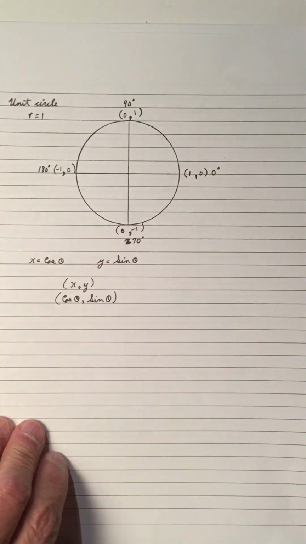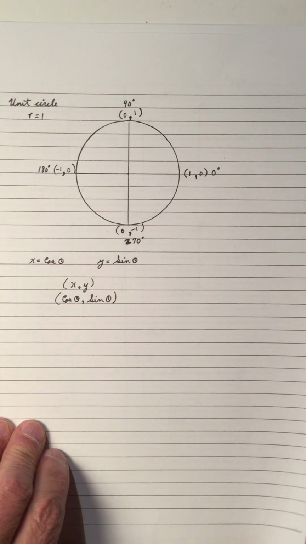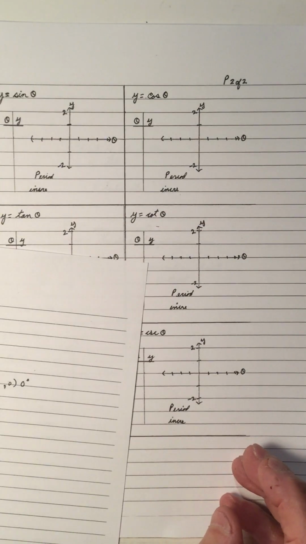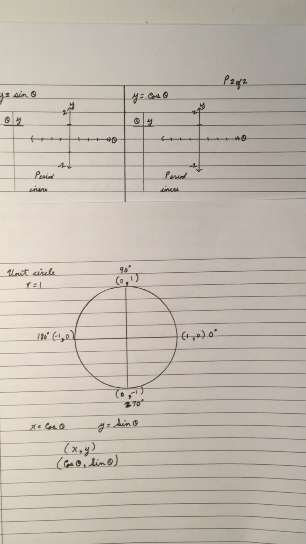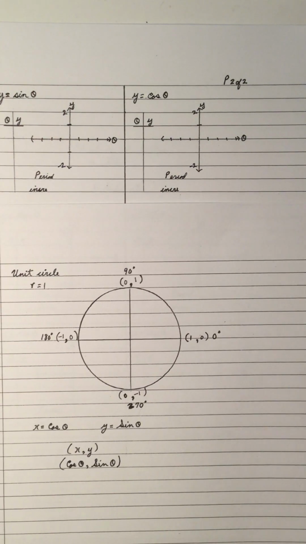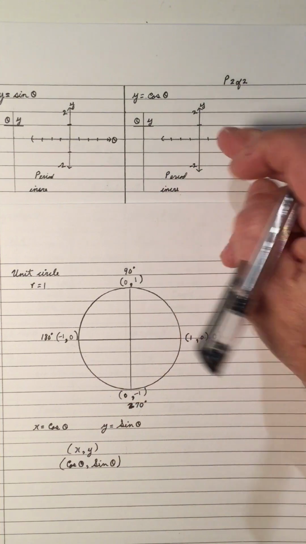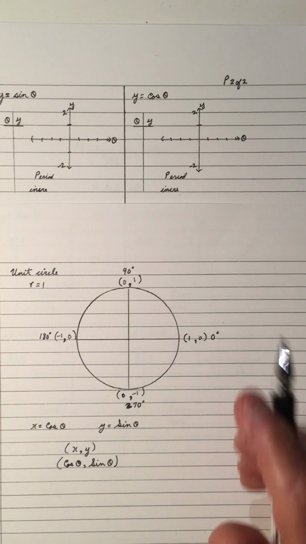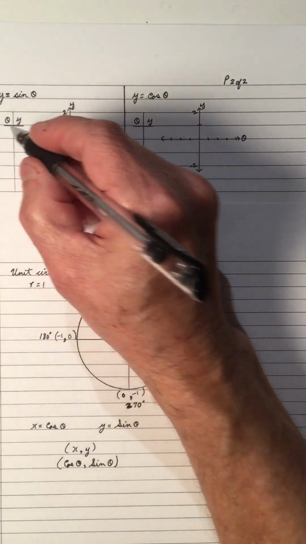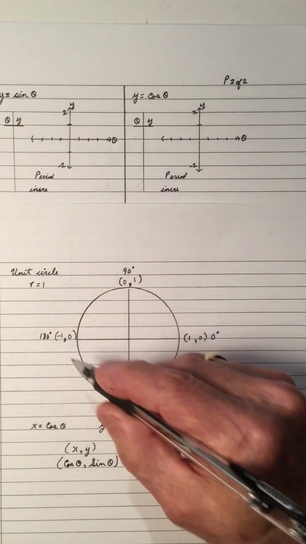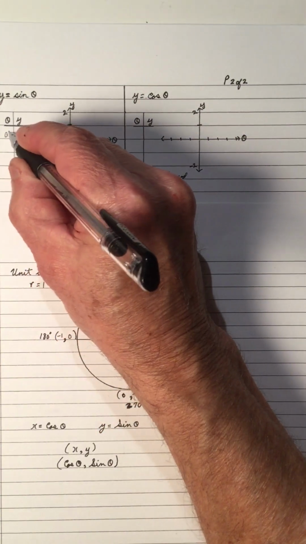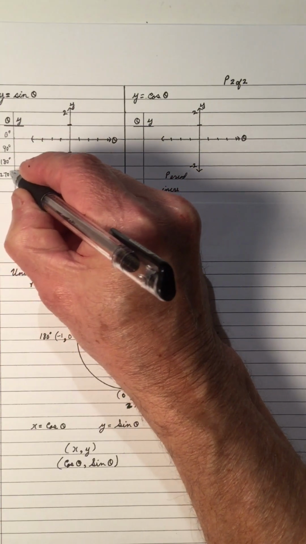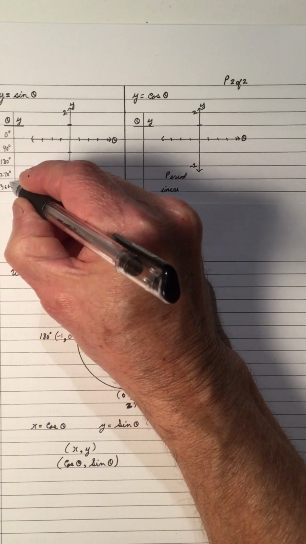And notice, cos is associated with the x, sine is associated with the y. Knowing that, let's take this sheet and put it here. I wanted to have all six of them on the same page so you see the pattern. And the sine, we're going from 0, 90, 180, 270, 360.